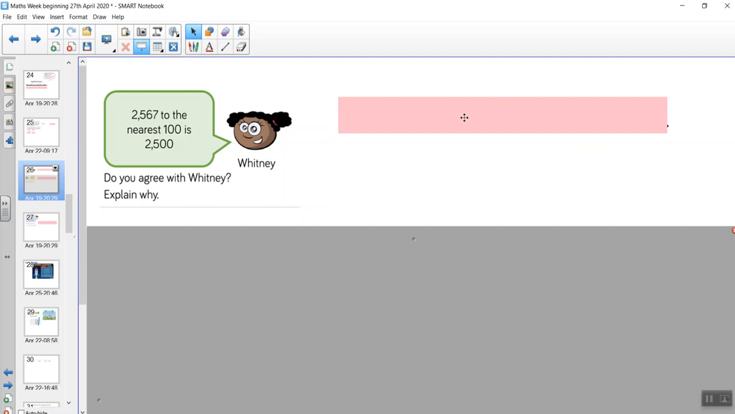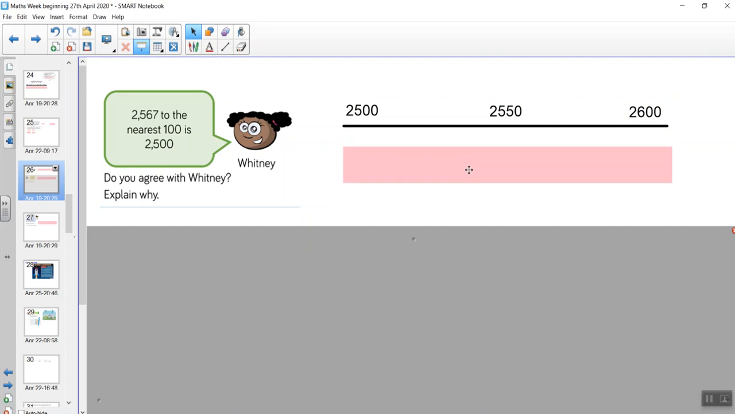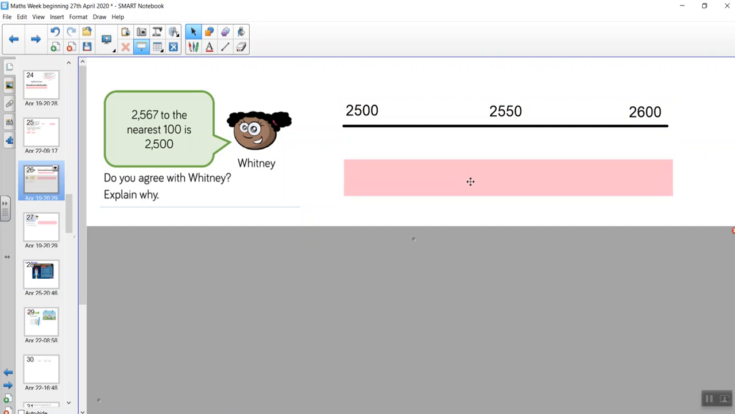Okay, now if I were going to answer this question, I think I might look at a number line first of all. So the number is 2,567. So halfway is 2,550. That's sort of halfway. 2,567 belongs on this side of my number line. And if I look at my digits carefully, if I'm rounding to the nearest 100, it's that 5 digit. There's my target digit. And my 6 is greater than 5. So it changes my 5 to 6.